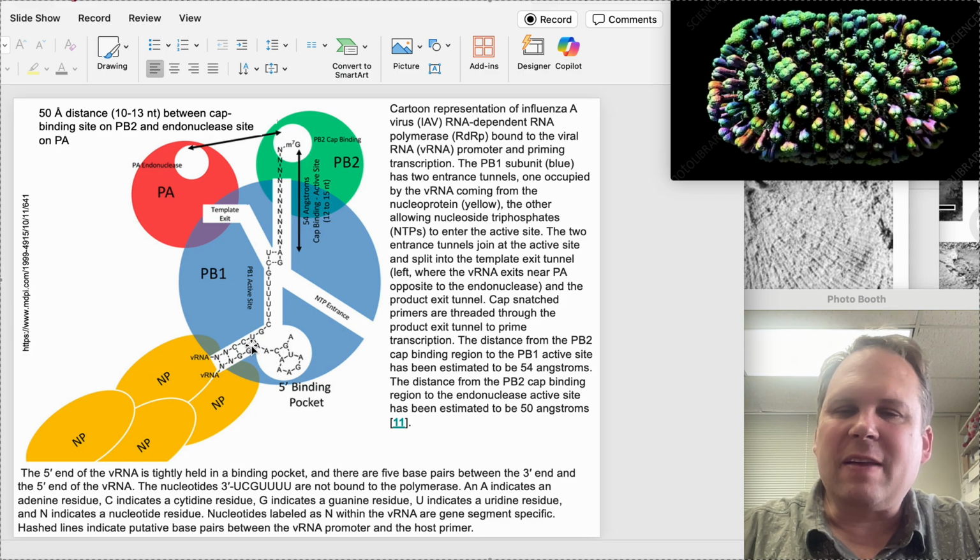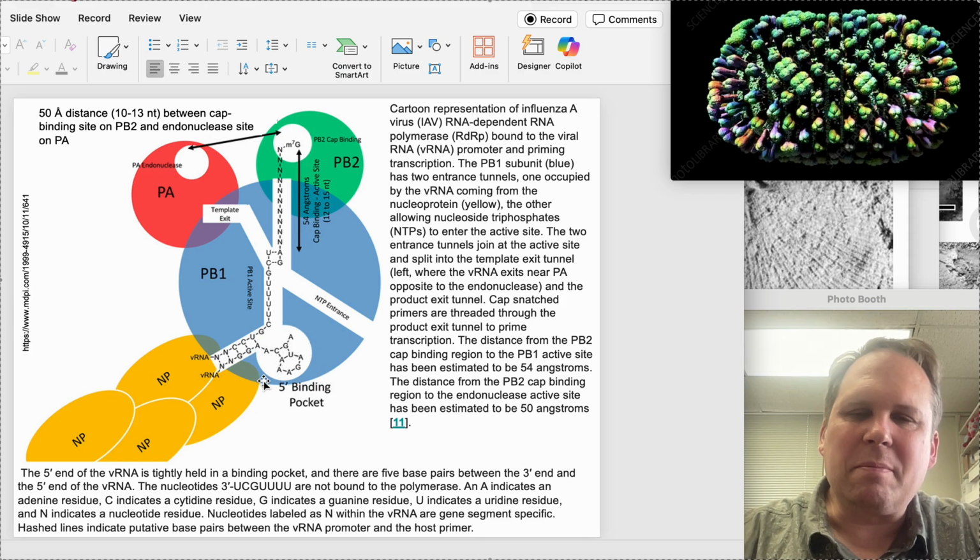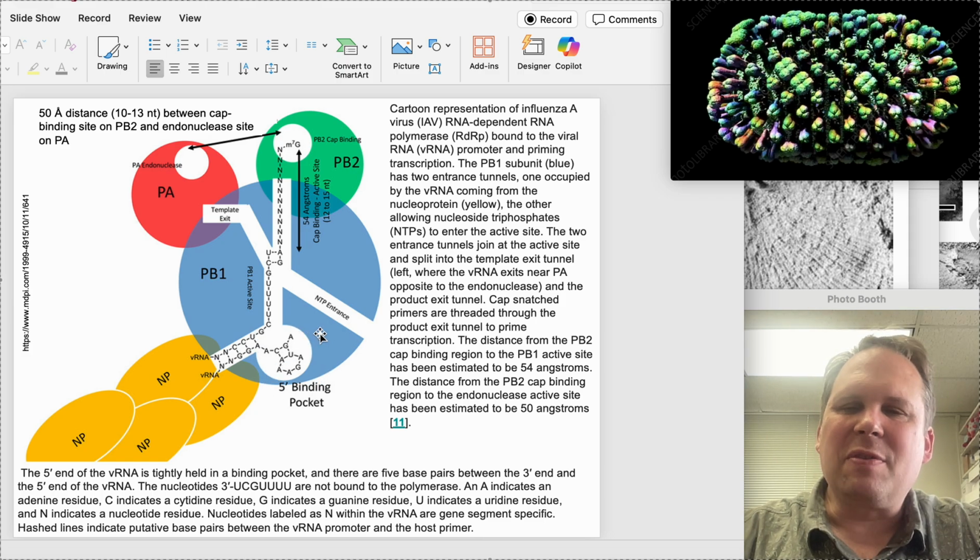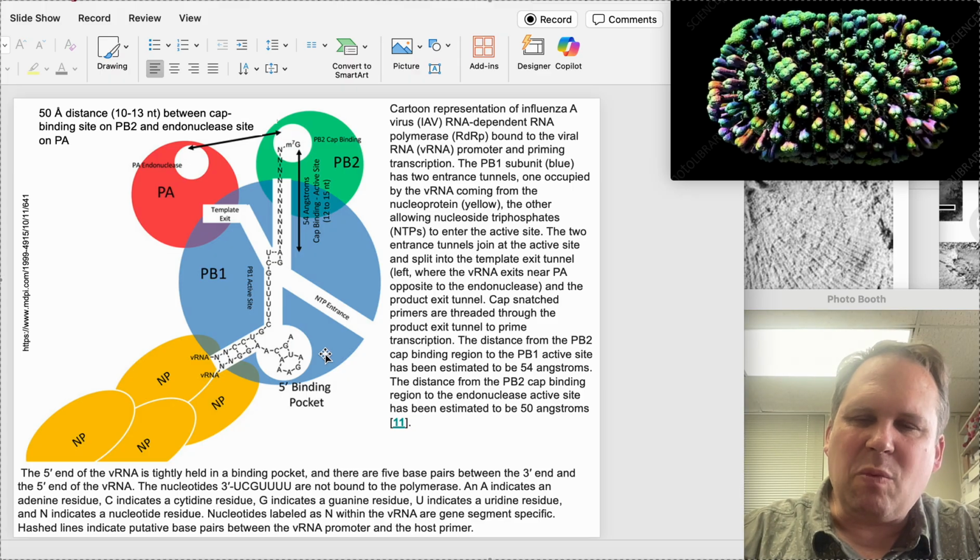And the tiny stem loop actually binds to a 5' binding pocket right over here. And so this is what's going to activate PB1. And this is how it works. It's like the key in the ignition. And then it doesn't show it, but there's a big long loop here that's the rest of the gene. And this is the other end of it.